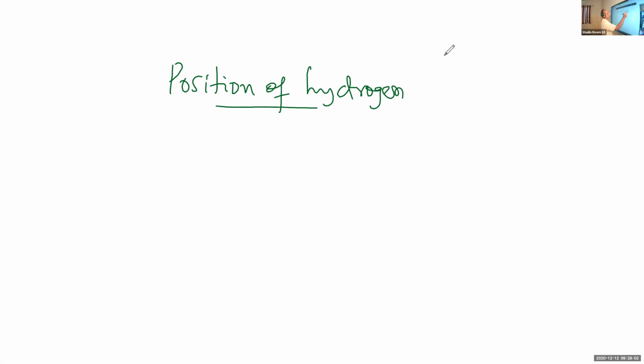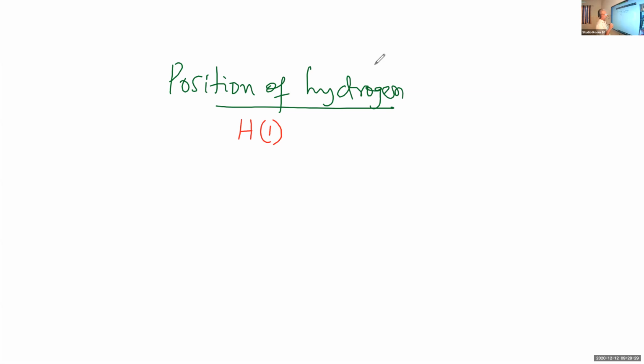Now you come to the position of hydrogen in the periodic table. That also you studied in the 10th standard. Before going to the position, let us consider the electronic configuration of hydrogen. As you know, atomic number of hydrogen is equal to 1.